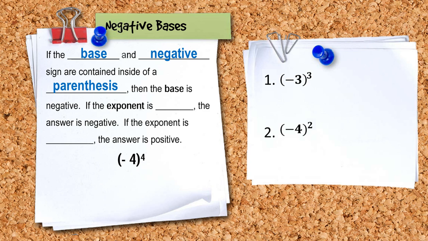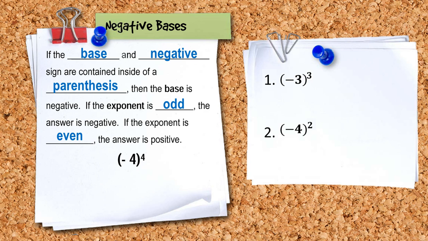If the exponent is odd, the answer will be negative. If the exponent is even, the answer is positive. Now we know that exponents and powers are related to multiplication. This is the same rule we saw in multiplication. When you multiply together an odd number of negative values, you get a negative answer. When you multiply together an even number of negative values, you get a positive answer.